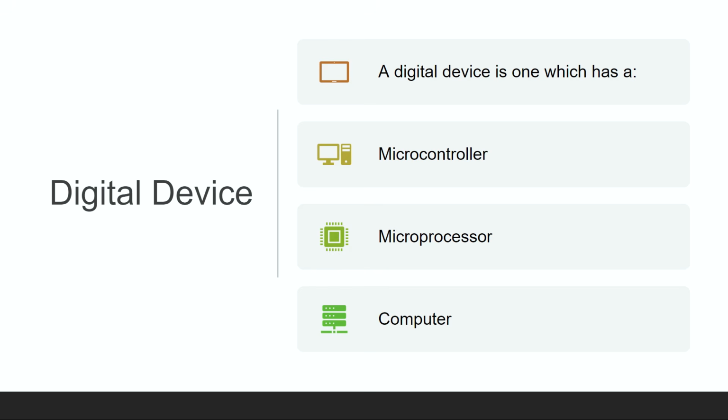It has to have a microcontroller, a microprocessor, and it's essentially a tiny computer or a chip inside that does something. Okay, that's what a digital device is. A digital device is one which has a microcontroller, a microprocessor, or a tiny computer inside.